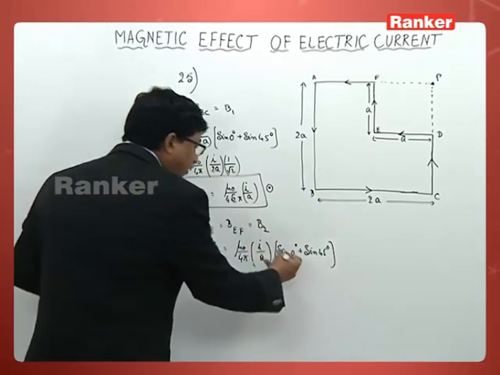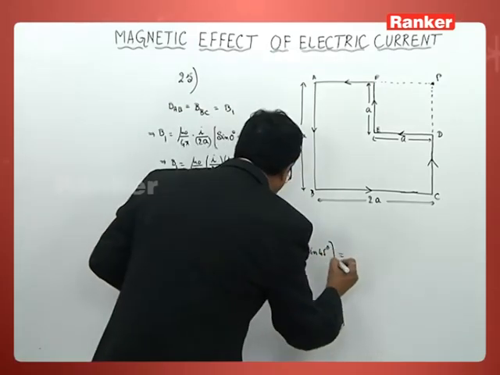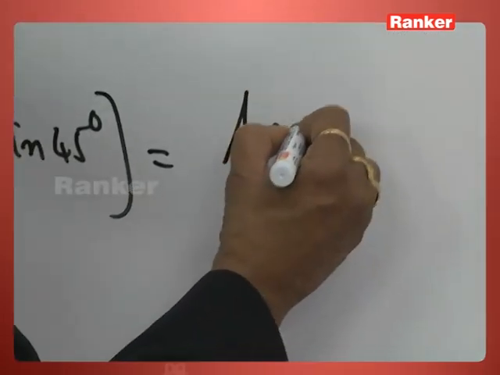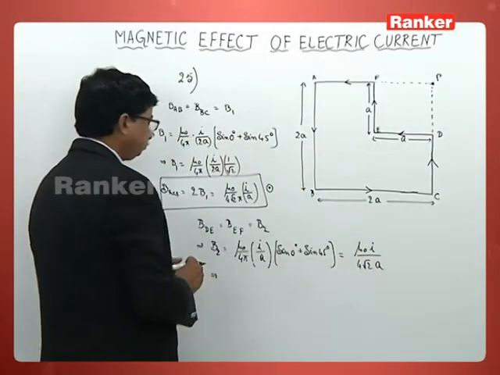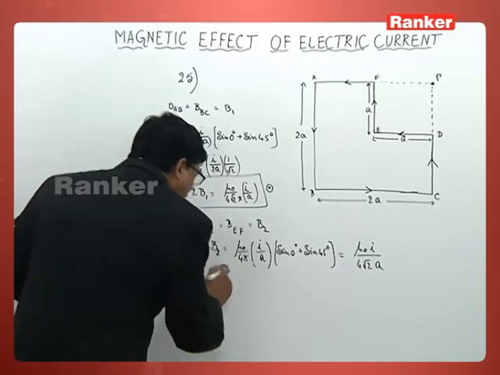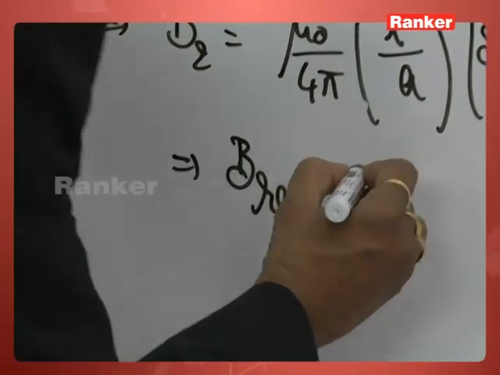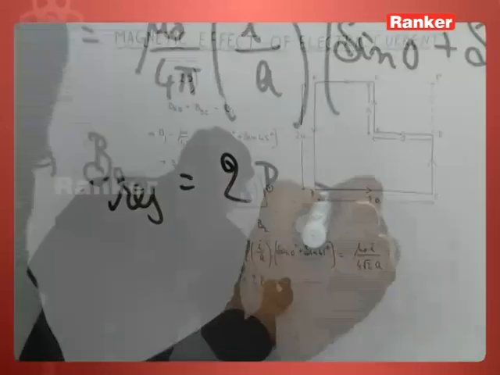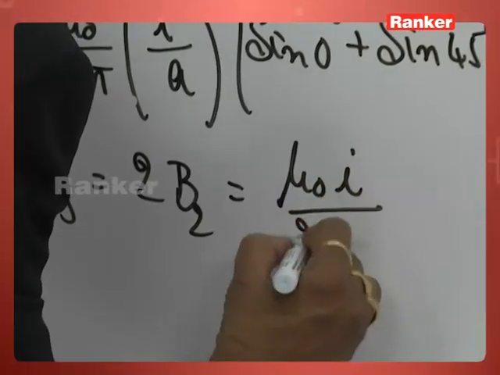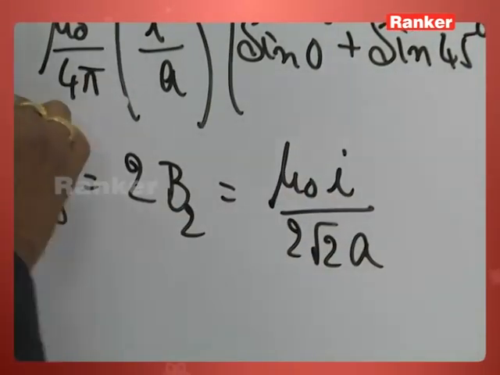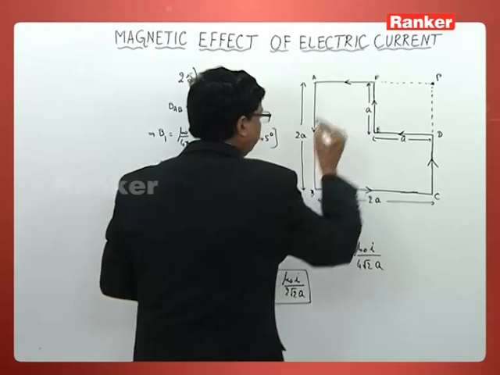So, what can we write now? This becomes 1 by root 2. So, this now becomes, directly I can write, mu naught I by 4 root 2 A. But what I just want is, what is the resultant of these two fields now? Resultant of these two fields means 2B2 I should write. Now if you multiply 2 with mu naught I by 4 root 2 A, I will be getting mu naught I by 2 root 2 A. This is the resultant magnetic field due to DE and EF.